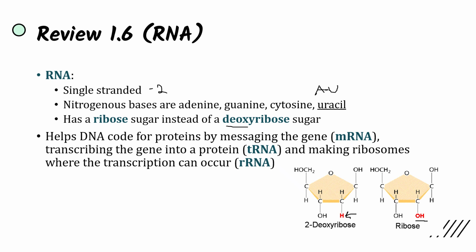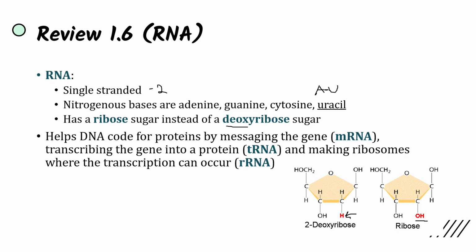So what is the purpose of RNA? RNA helps DNA code for proteins by messaging the gene from the nucleus out into the rest of the cell using messenger RNA, transcribing the gene into a protein through transfer RNA, and lastly making ribosomes where the transcription can occur through rRNA, ribosomal RNA.